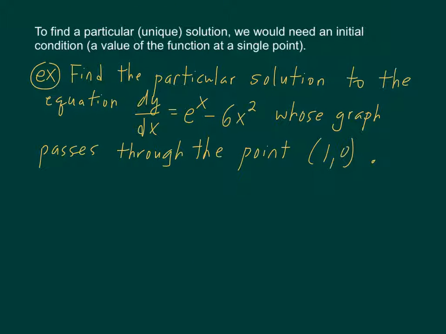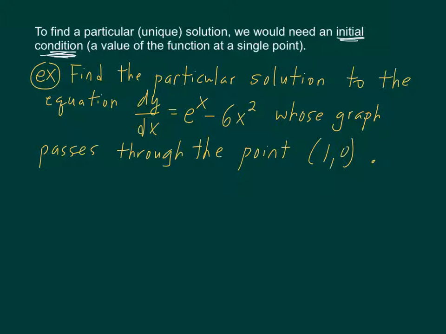All right, so let's take it a step further. Suppose we want to find a particular or a unique solution. Well, if this is the case, we would need to be given what we call an initial condition, which is a value of the function at a single point. And the function we are referring to is the solution curve, or f of x.